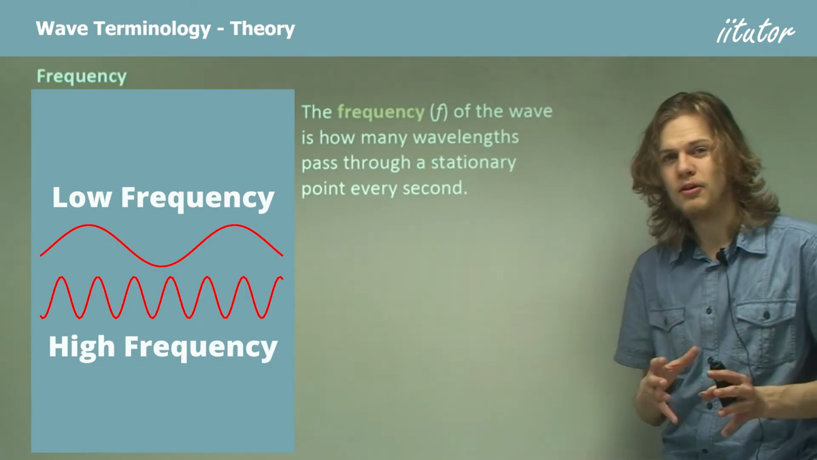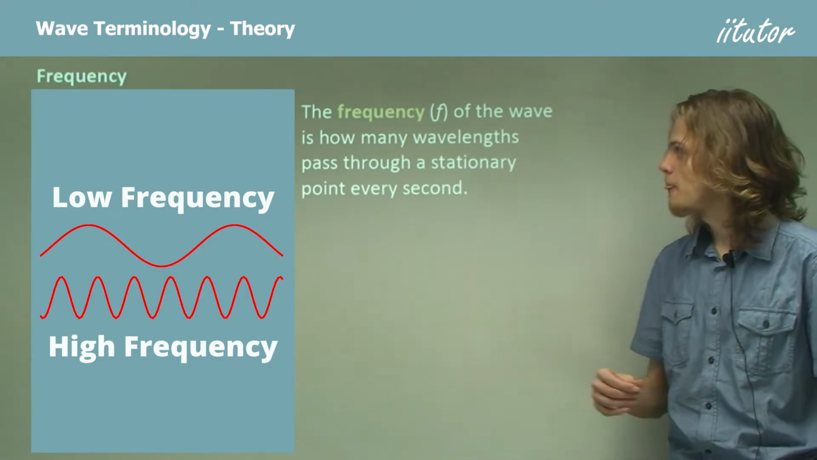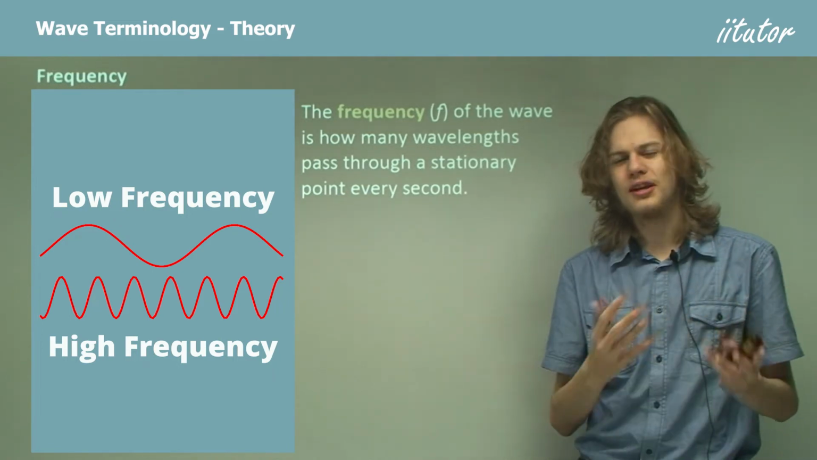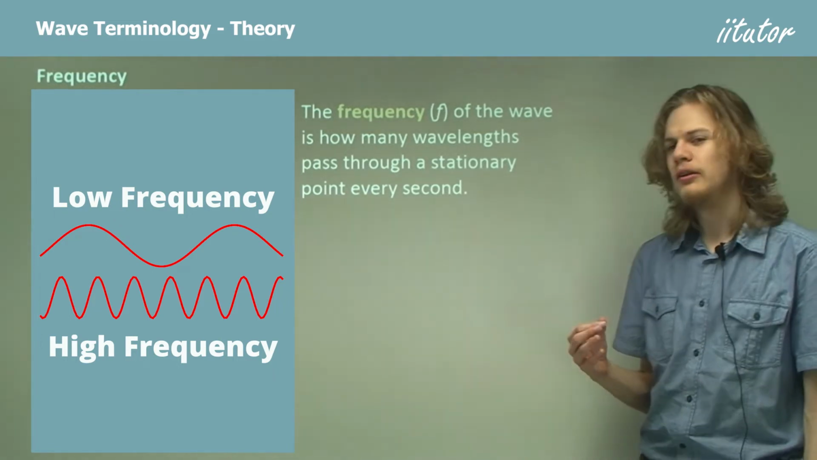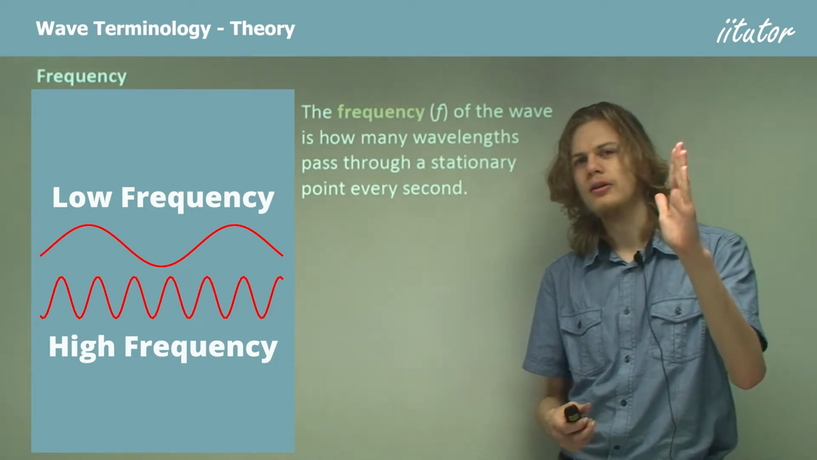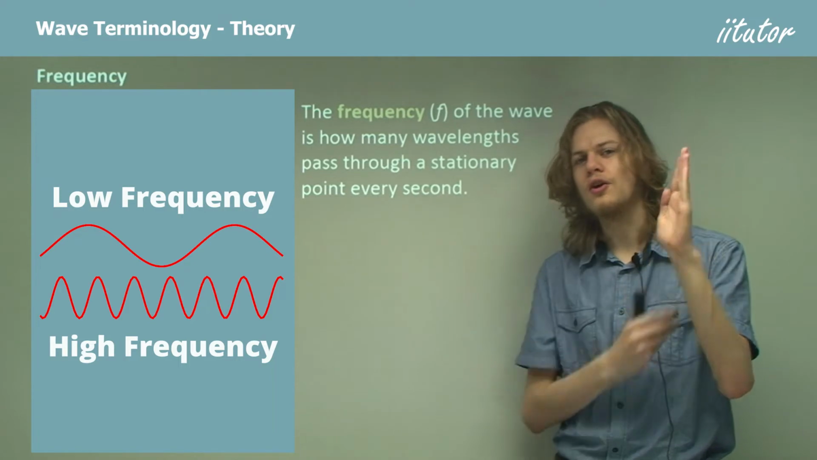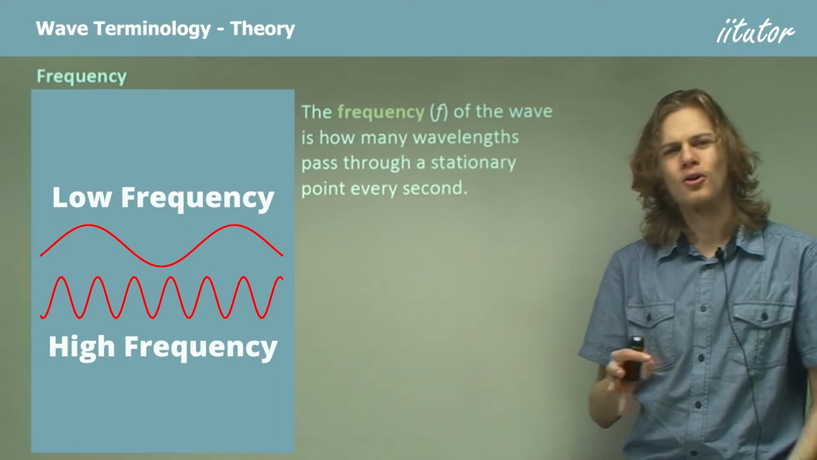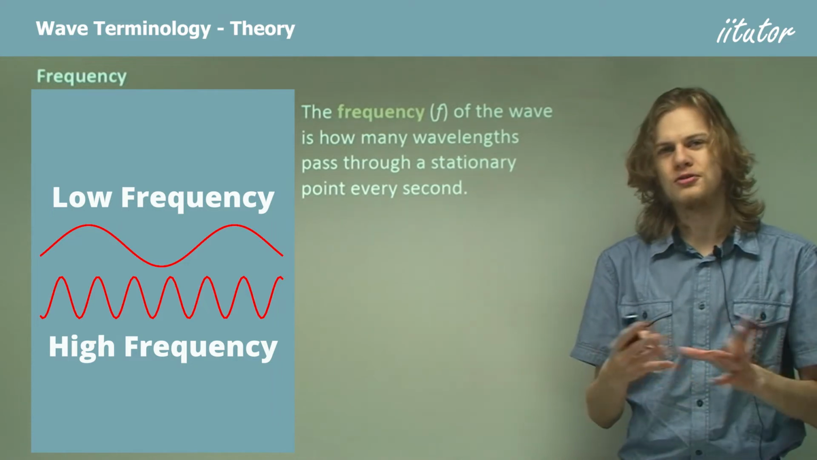Closely related to the period is the frequency. So the frequency is how many wavelengths pass through the wave every second. It's looking at, for example, the crests of a wave and having a fixed endpoint and counting the number of crests that go through that endpoint every second. So you would measure this in per seconds, or waves per second.